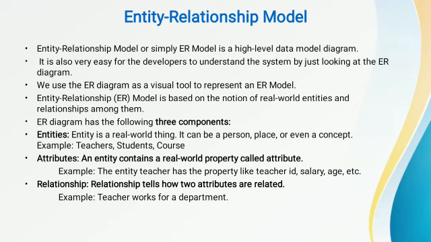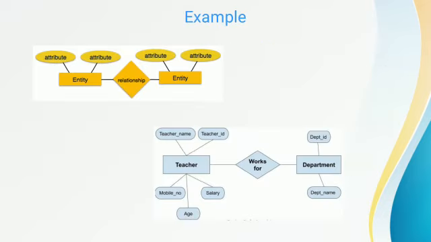The next one is relationship. What is a relationship? The relationship tells how two attributes are related. These two attributes are in different entities, and the relationship shows how they are related to each other. For example, a teacher works for a department. This is an example of an ER diagram. Here there are two entities, and this is the relationship and attributes. Each entity can have attributes, and between two entities we have a relationship. The relation between the two entities is nothing but a relationship.